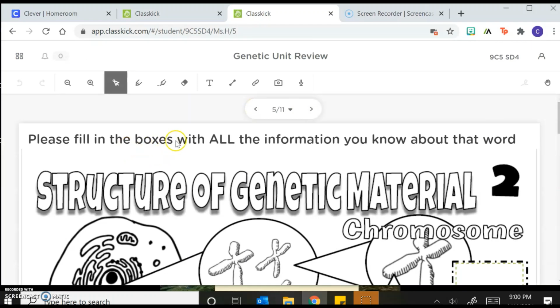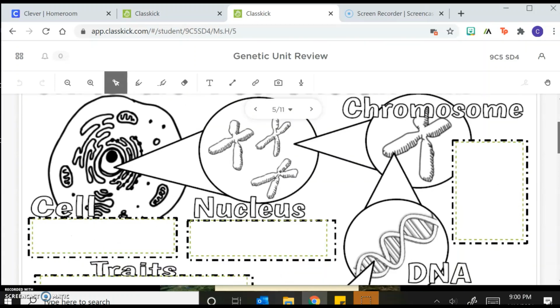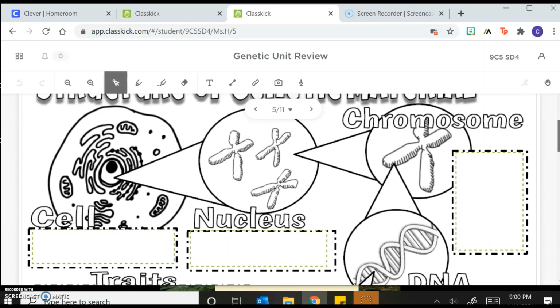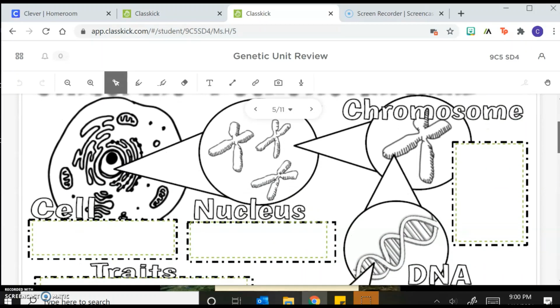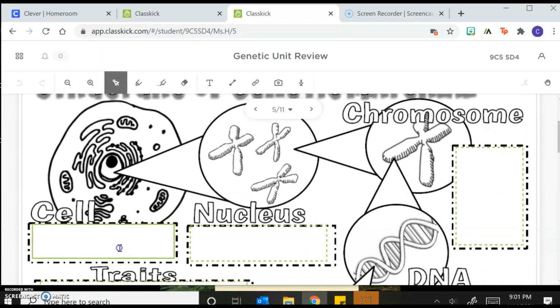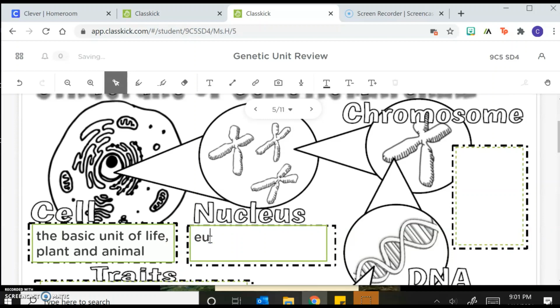All right, this says please fill in the blanks or the boxes with all the information you know about the word. So this is our vocab review. And I did go ahead and give you some pictures and a flowchart so we can kind of get the idea. Now, we know that a cell is the basic unit of life. Basic unit of life. And there are plant and animal. I know a nucleus is in eukaryotes because I'm a eukaryote, and I know in the nucleus we have DNA. I know DNA is housed in the nucleus, which is in eukaryotes.